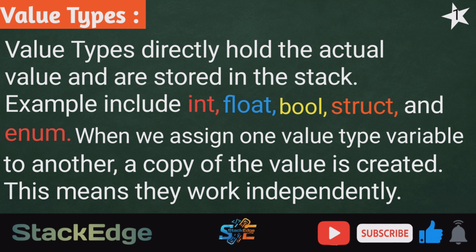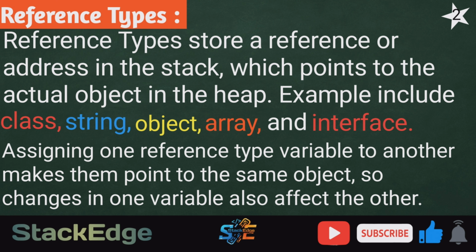Let's go to the reference type definition. The definition is: reference types, on the other hand, store a reference or address in the stack which points to the actual object in the heap. Examples include class, string, object, array, and interface. Assigning one reference type variable to another makes them point to the same object. So changes in one variable also affect the other.